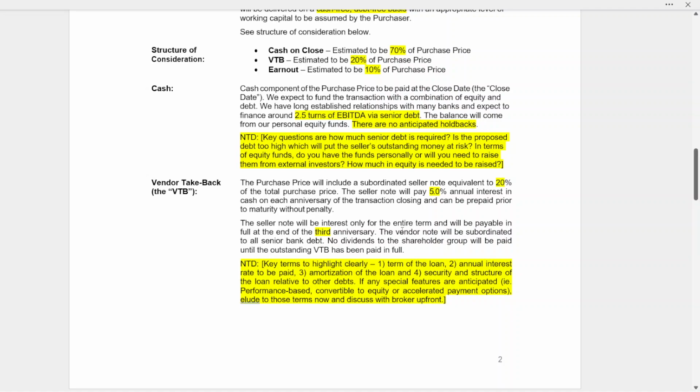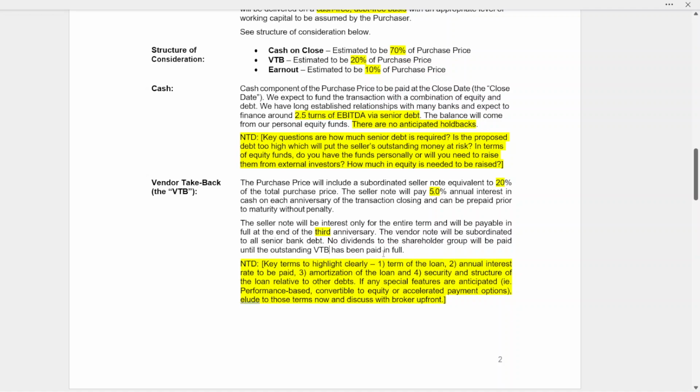And then it also indicates here just some general structuring. The vendor note will be subordinated to all senior bank debt, meaning that the bank will have first priority on cash flow and the seller will have a second position security on the business because of this loan, but they're subordinated to the bank. And then as well, they're nice enough to give confirmation that no dividends to the shareholder group will be paid until the outstanding seller note has been paid in full, meaning that they're not going to rip cash out of the business.